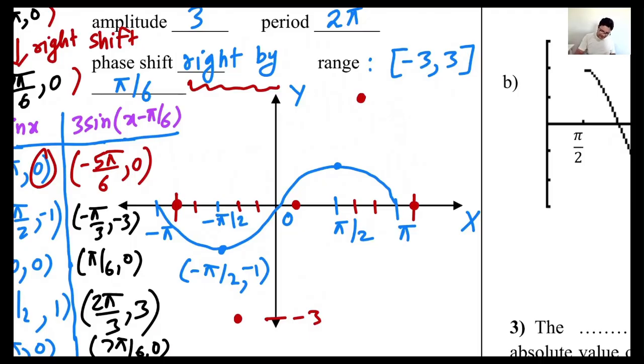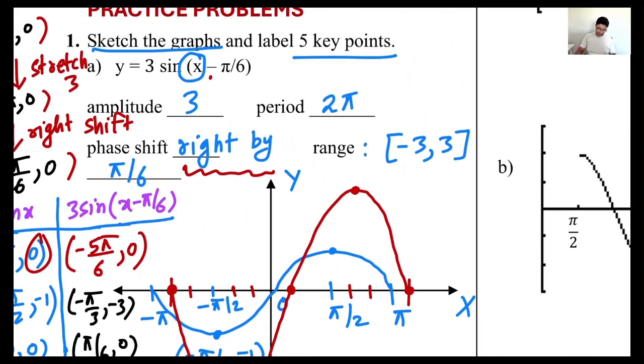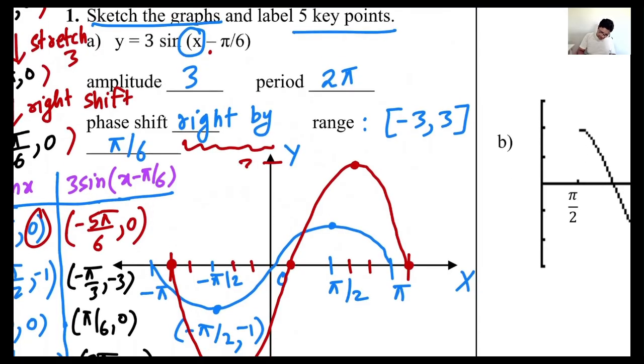And try to sketch now a graph of sine x following these key points. I will make an attempt here to be as smooth as possible, like that. And I'm going to adjust that down. Okay, this is 3 here. So this will be the graph of 3 sine of x minus pi over 6.